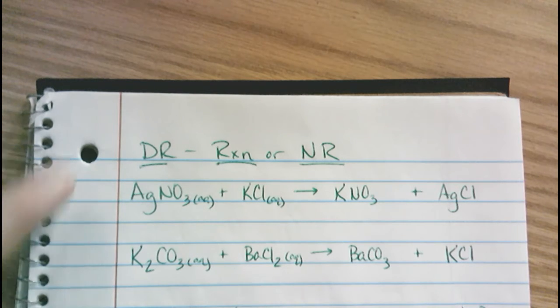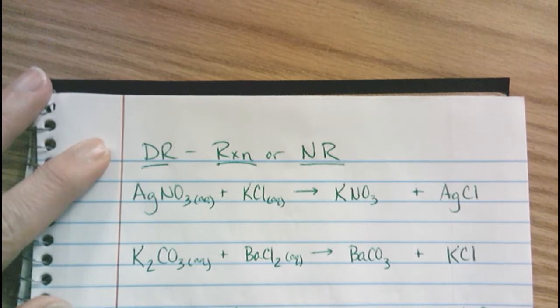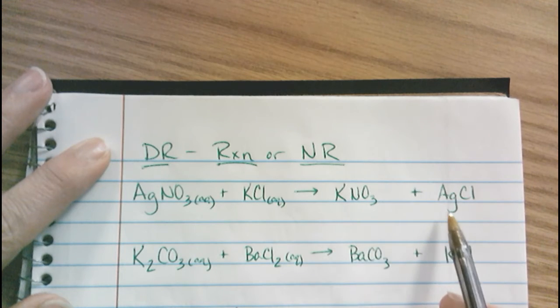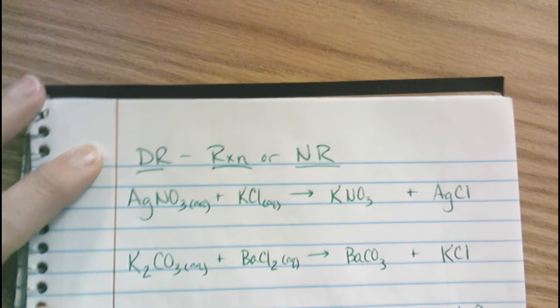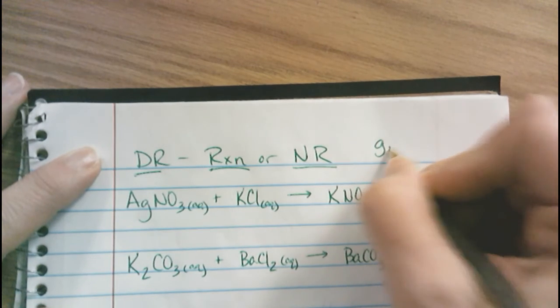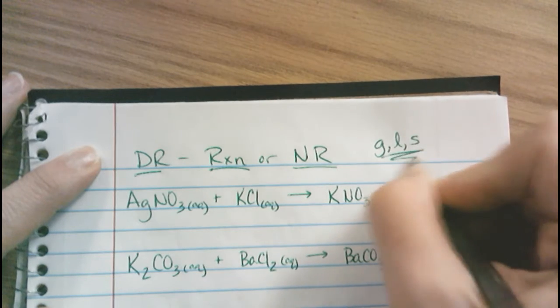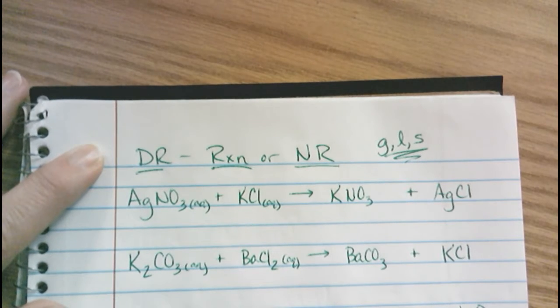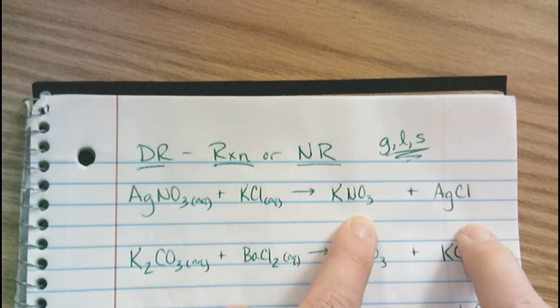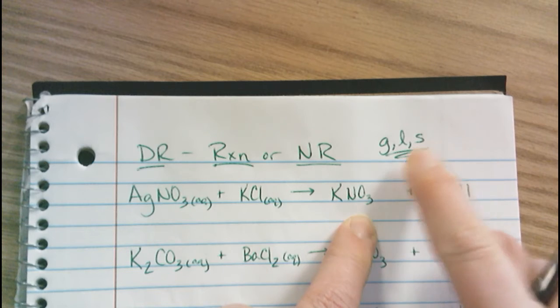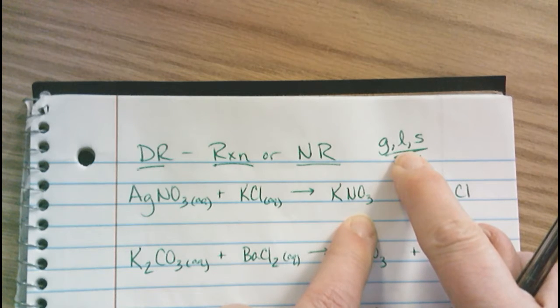So in order for a double replacement reaction to happen, something other than an aqueous solution has to be made on the product side. It could be a gas, it could be a liquid, or it could be a solid, one of those things, but they can't both be aqueous. Most of the time we're looking for a solid to form, that would be a precipitate, or a liquid would form like water in an acid-base reaction.